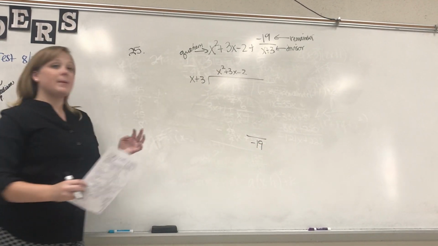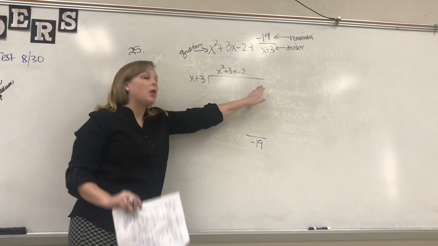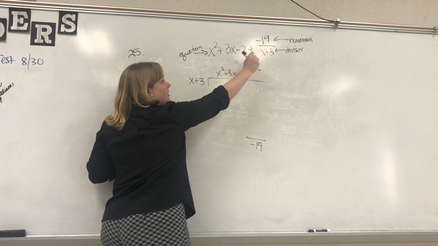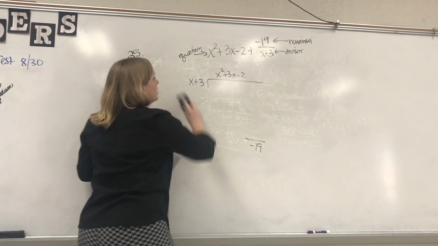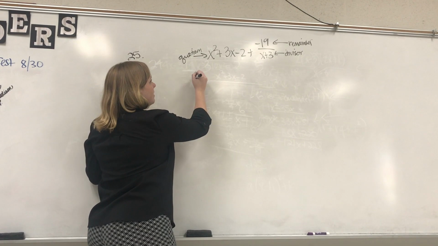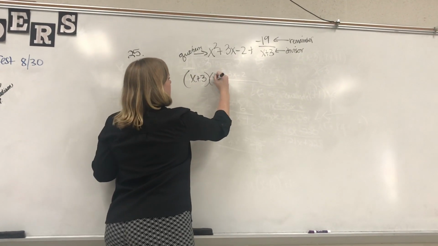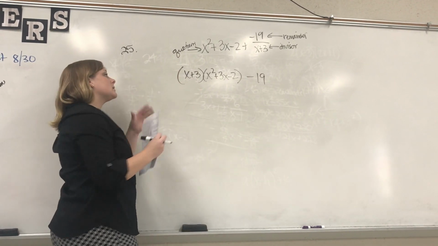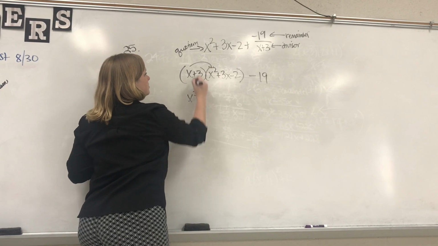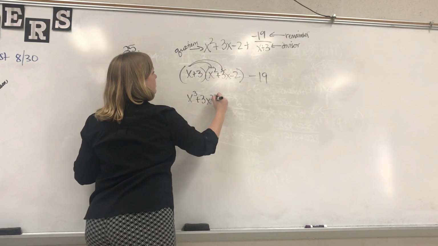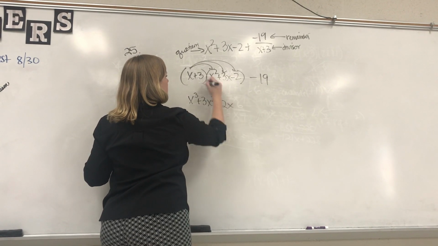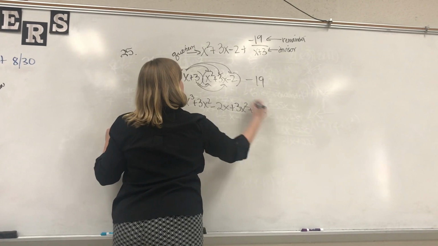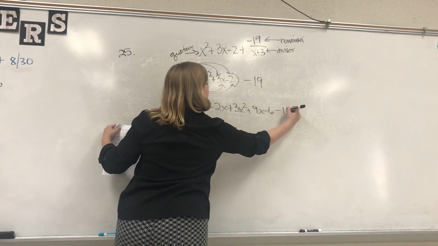So if I had it set up, this is what it would look like. We're basically working our way backwards to find this original polynomial that we divided into. All you're gonna do is multiply these together and subtract that 19 off. So I'm gonna multiply my quotient and my divisor, and I'll take off 19 at the end. So x times x squared, x cubed, 3x squared, minus 2x, 3x squared, 9x, negative 6, and the minus 19.